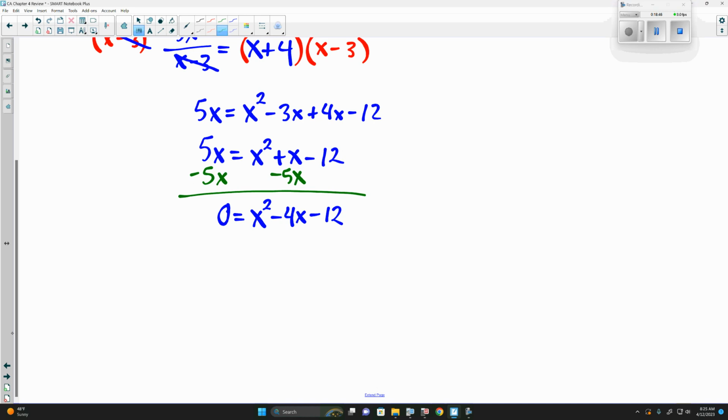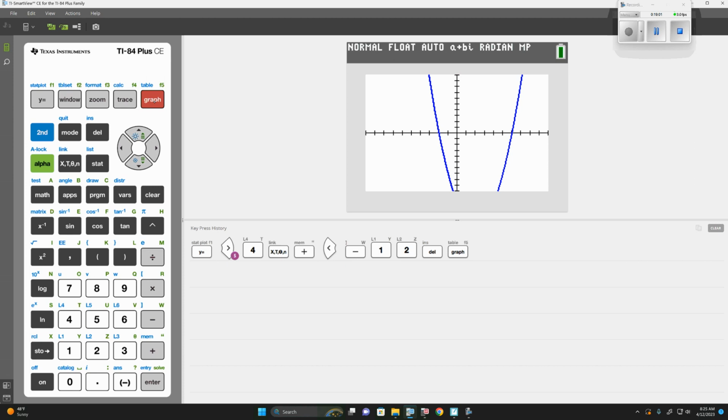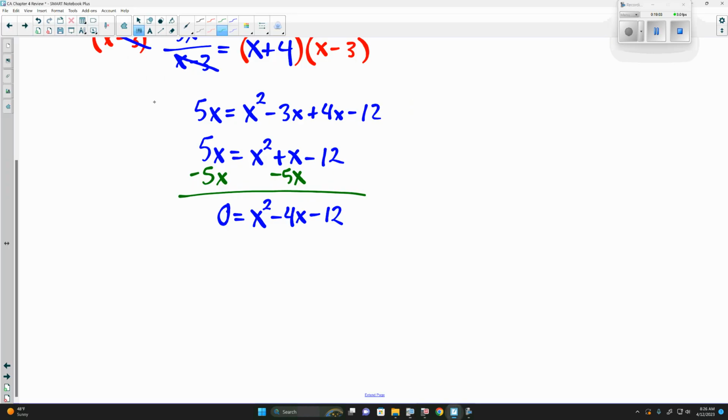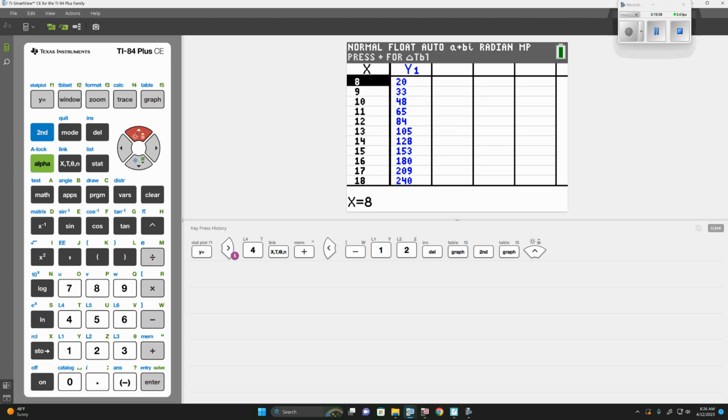Now at this point here, we could factor it, or we can graph it. x squared minus 4x minus 12. Graphing, we have 2 points. On the graph, we're looking for where y is 0. Well, we have a 0 at 6 and at -2. 6 and -2.